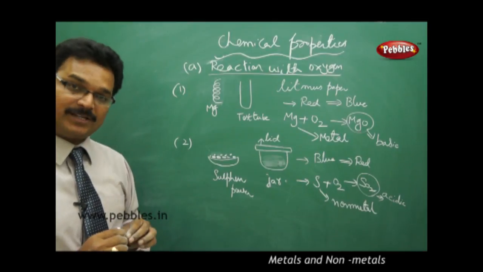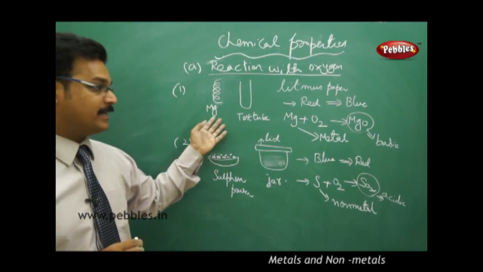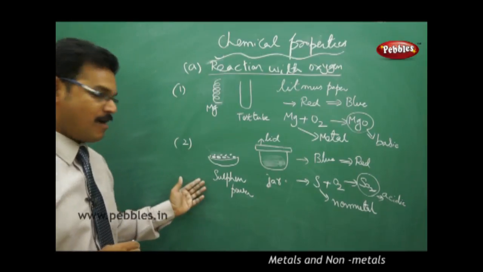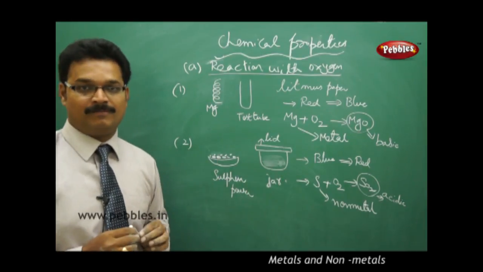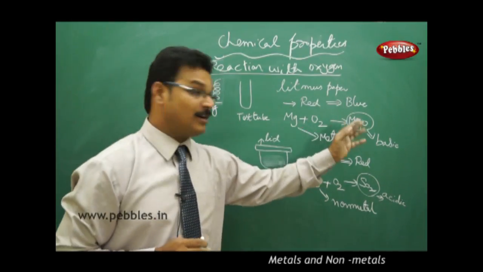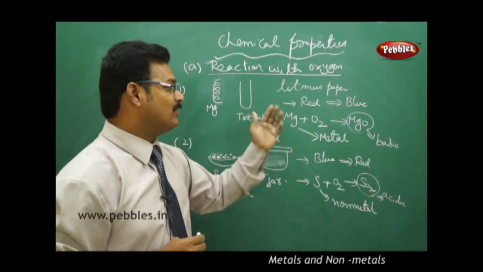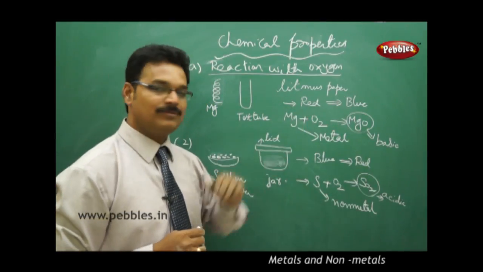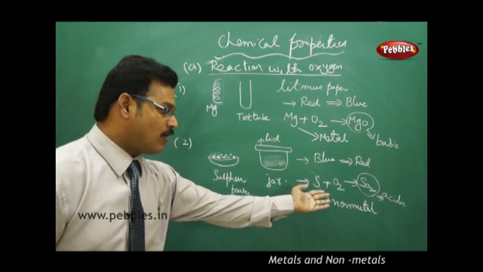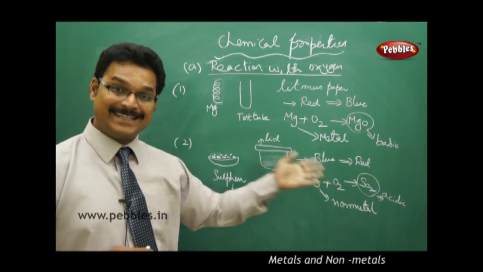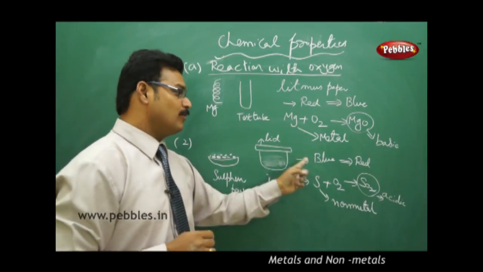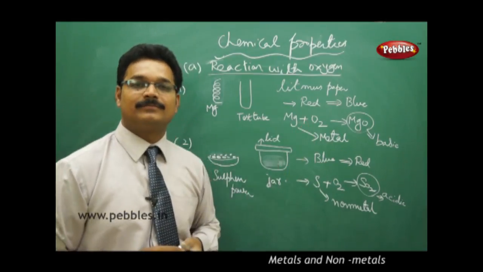So you got so much information from this experiment. The first information, that metals, yes, they react with oxygen. Non-metals also react with oxygen. The metal oxides are basic in nature, and they will turn the red litmus to blue. And the non-metal oxides are acidic in nature, and they turn blue to red.